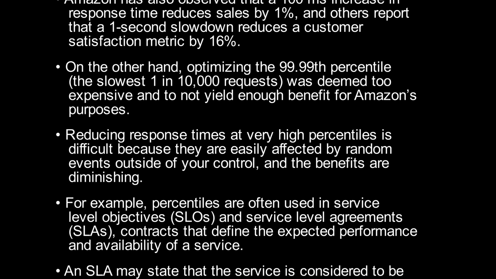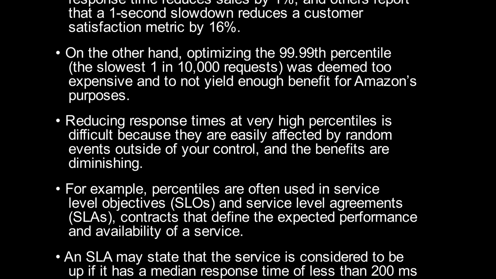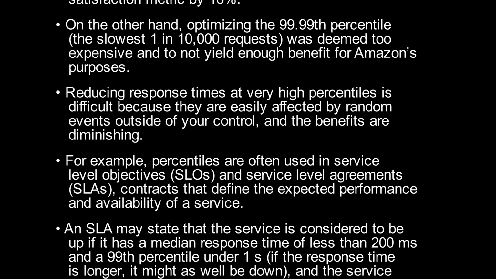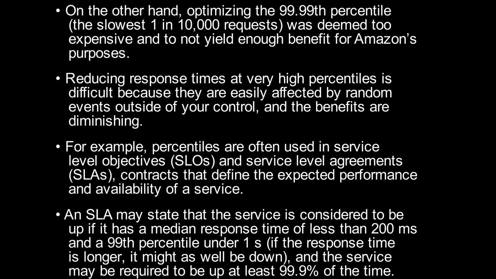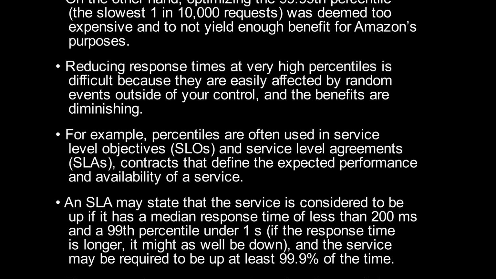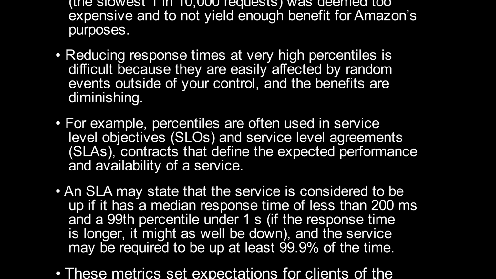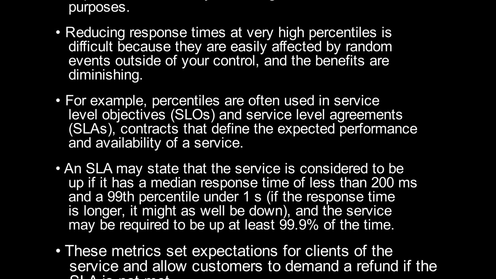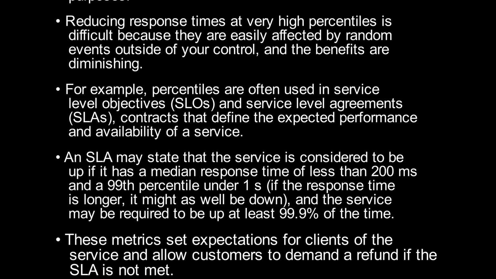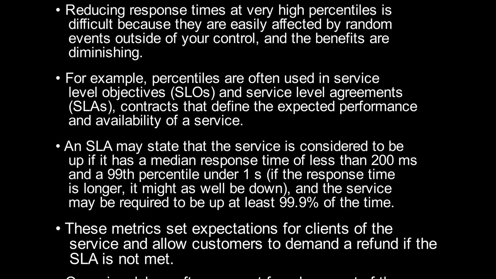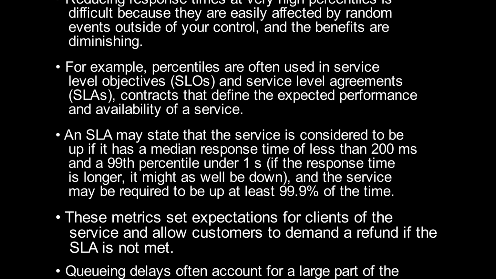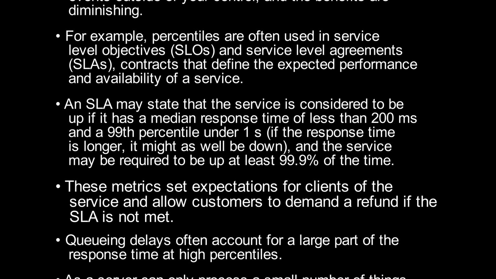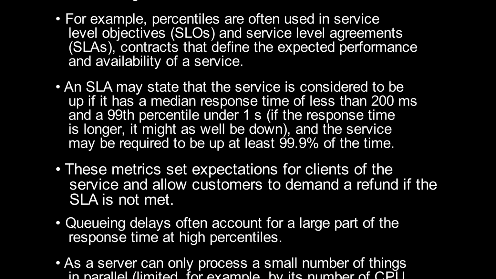For example, percentiles are often used in service-level objectives, SLOs, and service-level agreements, SLAs, contracts that define the expected performance and availability of a service. An SLA may state that the service is considered to be up if it has a median response time of less than 200 ms, and a 99th percentile under 1s. If the response time is longer, it might as well be down, and the service may be required to be up at least 99.9% of the time. These metrics set expectations for clients of the service and allow customers to demand a refund if the SLA is not met.